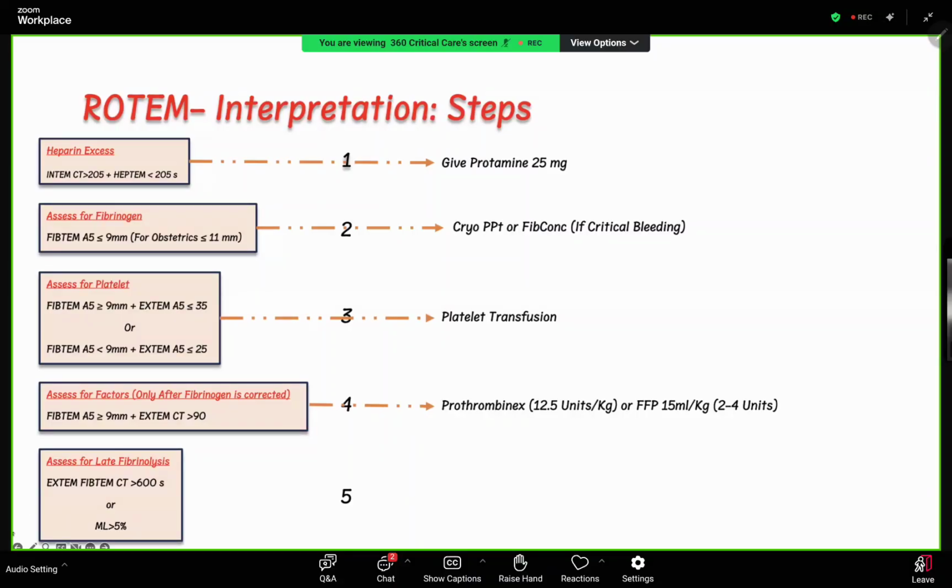or in the curve, if the maximal clot lysis is more than 5%, then you suspect it's a fibrinolysis. It may be a bit confusing talking about this, but people who have used it, it will be very easy to look for, right? These are all numbers that you get in the report. When I go to the examples, it will be easier.